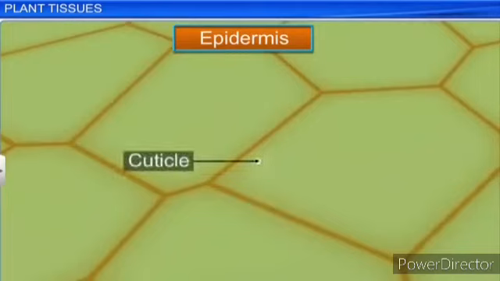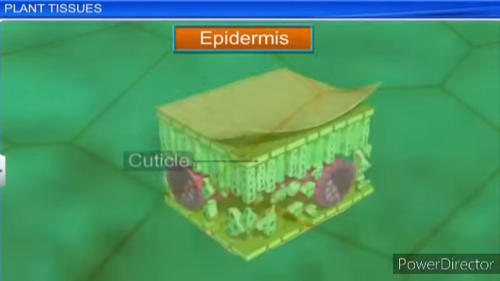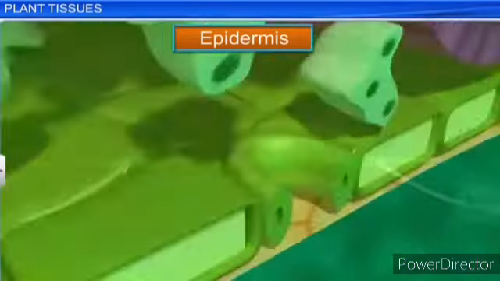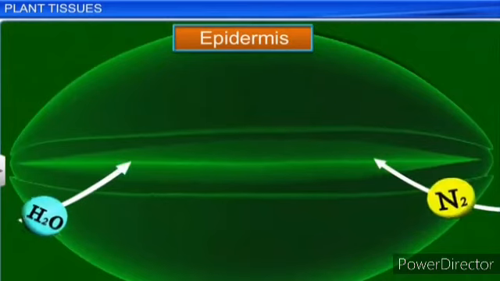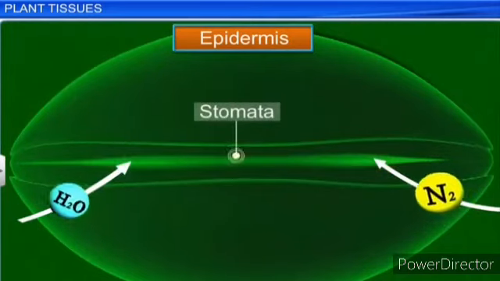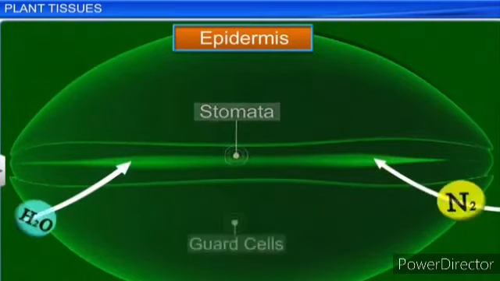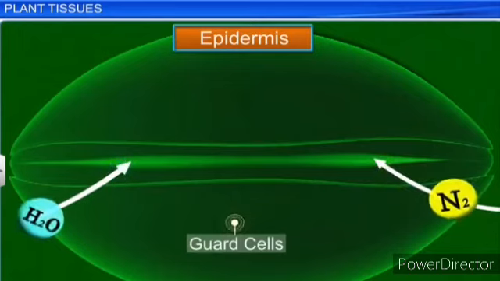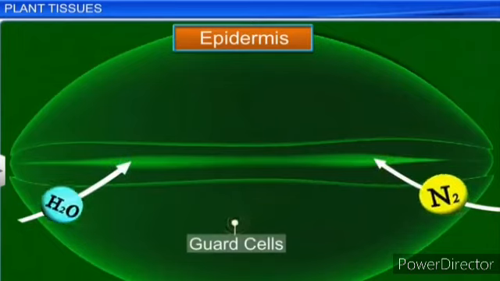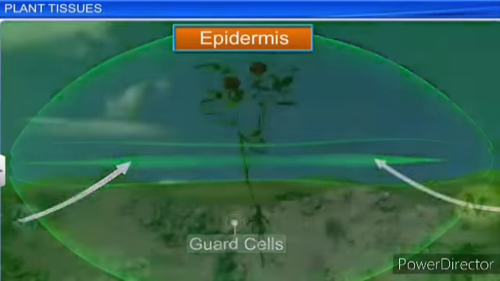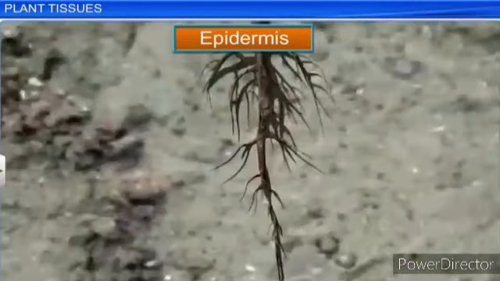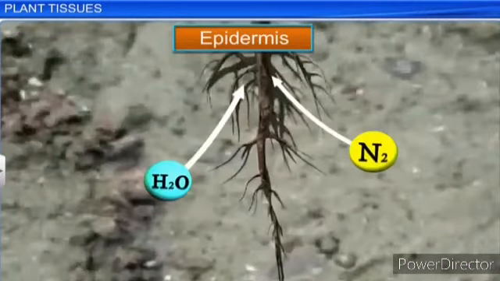These cells are flat with no intercellular spaces. Epidermis has stomata at certain places. Stomata, surrounded by the guard cells, help in gaseous exchange and loss of water. Epidermis in roots bears hair-like projections that help in absorption of water and minerals.